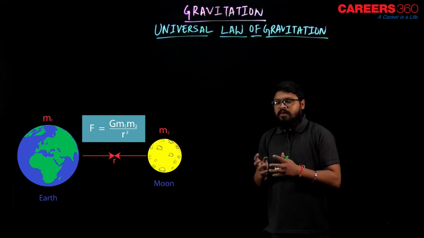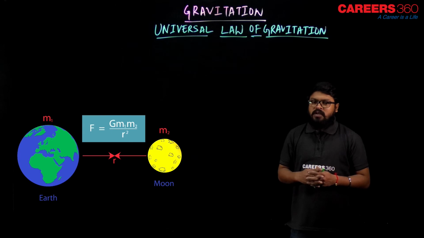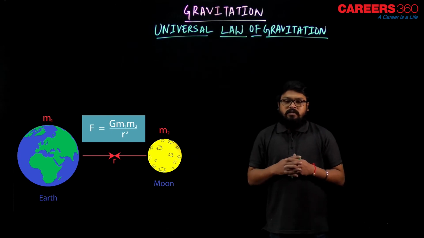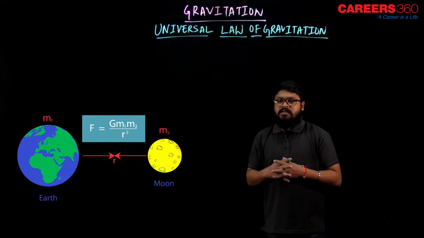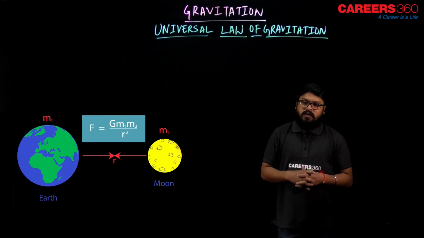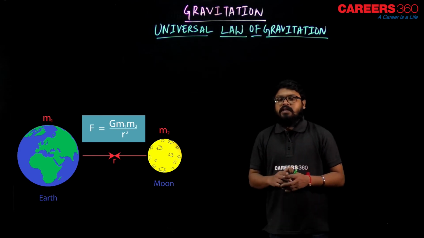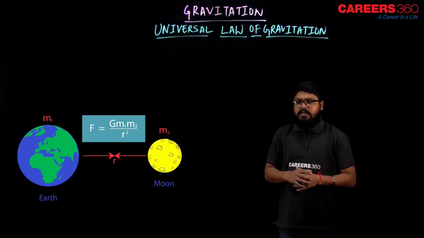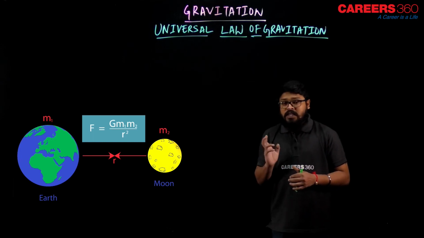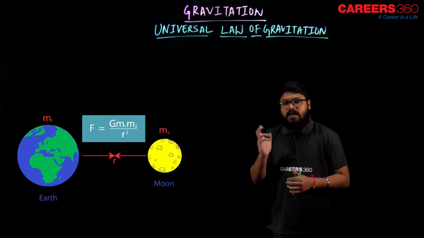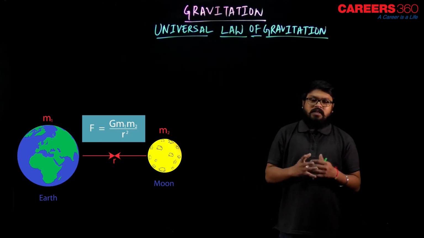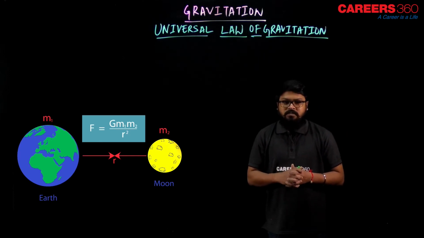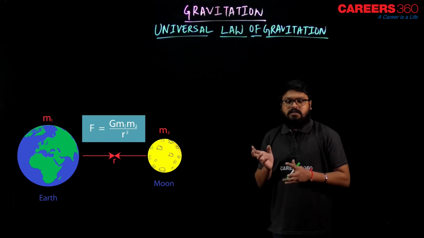So in our example, we considered Earth and the Moon. The force existing between them is given by G m1 m2 upon r square. And remember one thing, this force, G m1 m2 upon r square, is exerted on the Moon by the Earth as well as exerted on the Earth by the Moon. Therefore, this is a force existing between two bodies, that is Earth and Moon.